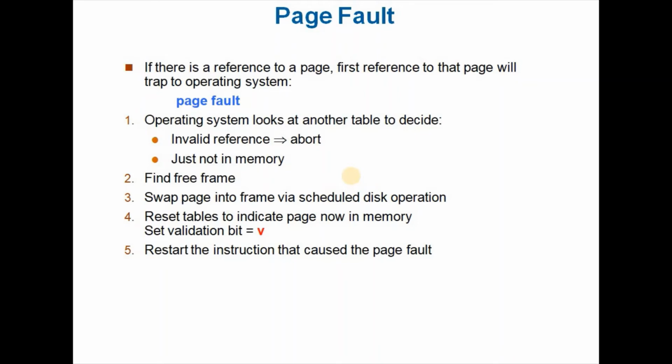The operating system looks at another table to decide whether it is an invalid reference or just not in memory. That is, whether it is a page fault or an invalid reference. If it is an invalid reference, it will be aborted, and if it is just not in memory, it will be treated as a page fault and copied. Find a free frame. For copying, find a free frame. Swap the page into the frame via a scheduled disk operation. Reset tables to indicate the page is now in memory. Set the validation bit V, as already discussed. Restart the instruction that caused the page fault.